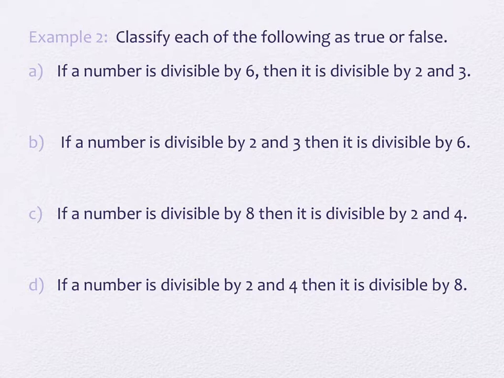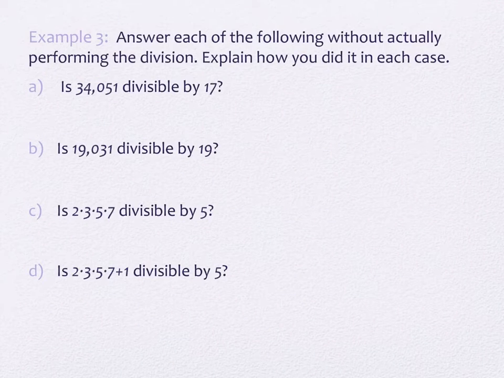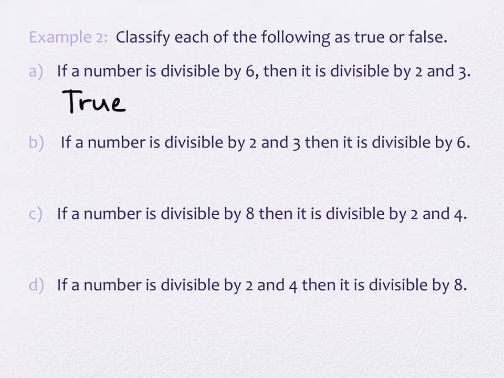All right, so here's your first one. It says, if a number is divisible by 6, then it is divisible by 2 and 3. That is true. And in fact, that is our divisibility rule in one direction. Our divisibility rules have these phrases that say, if and only if. That means you can go either direction. You can start with the 6 and automatically get the 2 and 3, or you can start with the 2 and the 3 and automatically get the 6. So that is a true statement. It's one direction of the divisibility rule by 6.